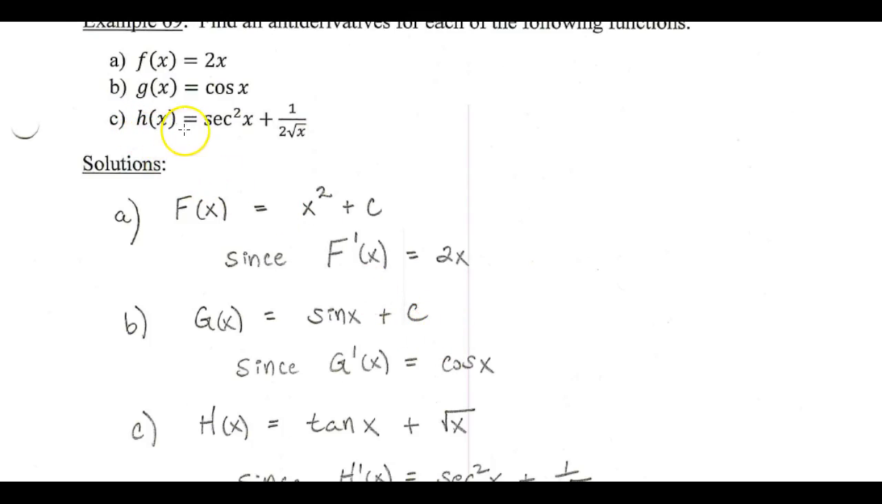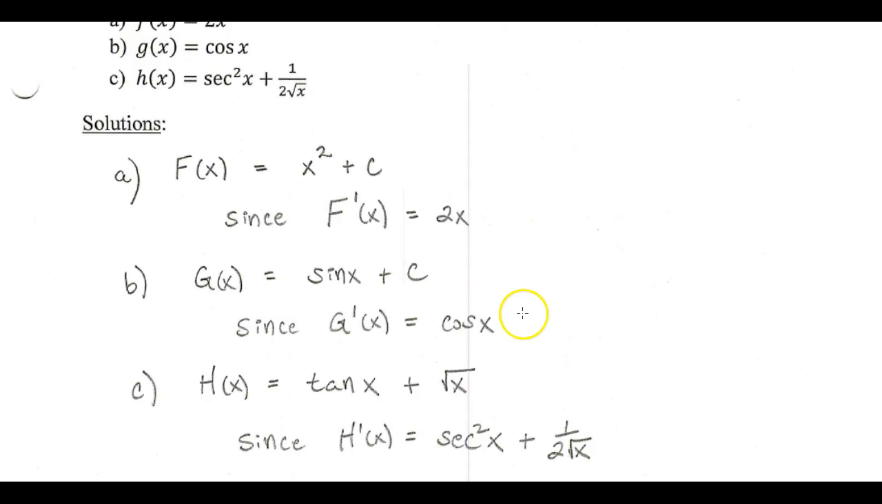How about little h of x is secant squared x plus 1 over 2 square root of x? Okay, so when I think forward on that, how do I get the antiderivative of these? Well, what function, if I take its derivative, gives me secant squared x? Hopefully you have that memorized at this point. That's tangent of x. And then the square root of x is the same thing as x to the 1/2 power, so the derivative of that would be 1/2 times x to the minus 1/2, which is 1 over 2 square root of x. So there are those derivatives.